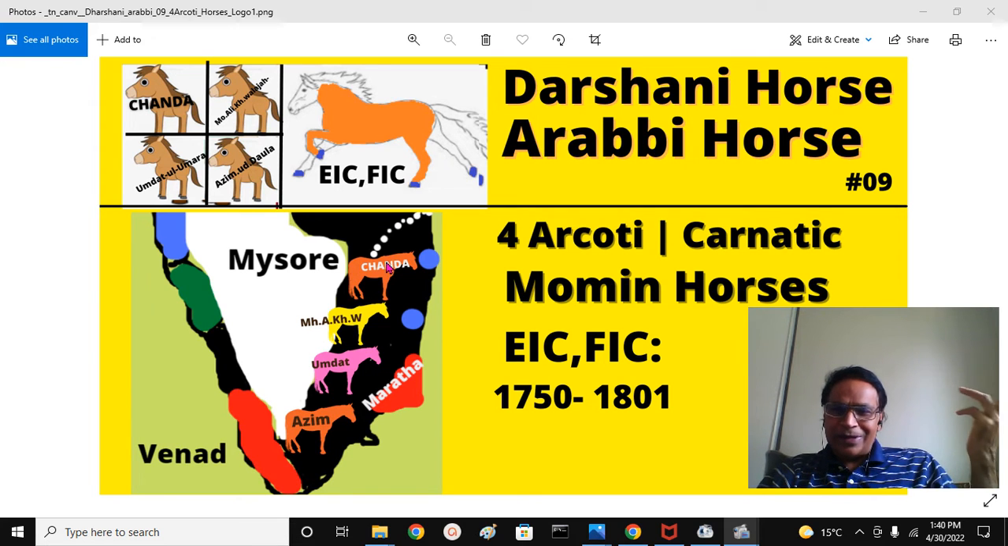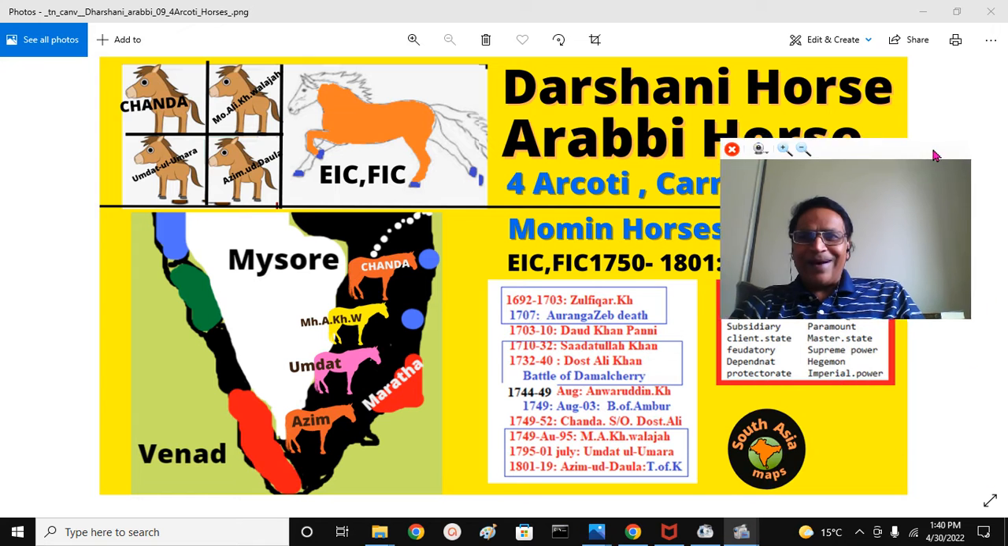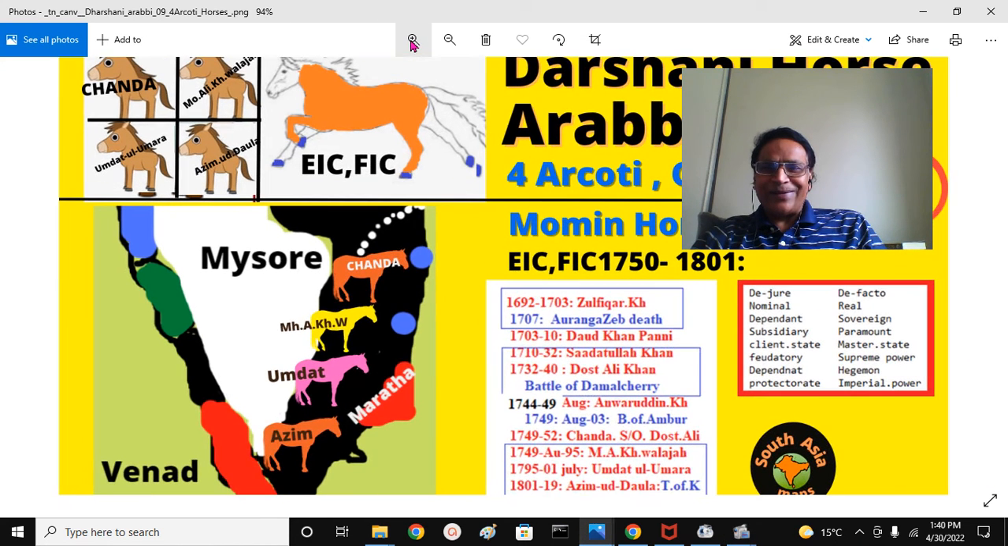Chanda Saheb represented the previous dynasty, Carnatic Nawabs. His son ruled shortly for 5 years, and passed away around July 1801, and who really was the ruler, even though he had less power. And he was succeeded by his nephew Azim ud-Dawla. The four Arcoti horses, Nawabi horses, British formally took over the entire kingdom. And that is about the Dharshani and Arabbi horses we are talking about.